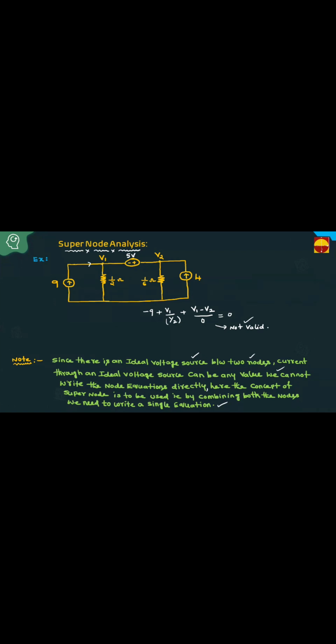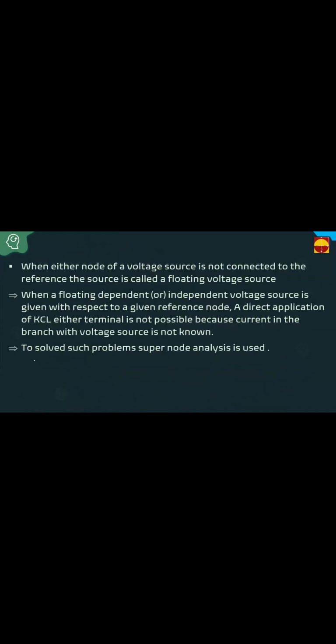But here we have one doubt. Sir, how do we combine these two nodes? What concept is involved to combine these nodes? That point also I will give later. First point to remember, why to go for the supernode analysis. Then how to solve this model of question, I will explain. Before that, these points you have to remember.